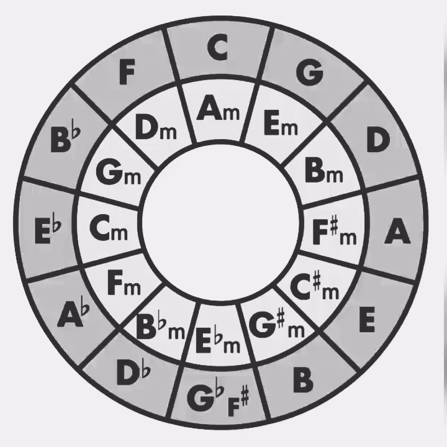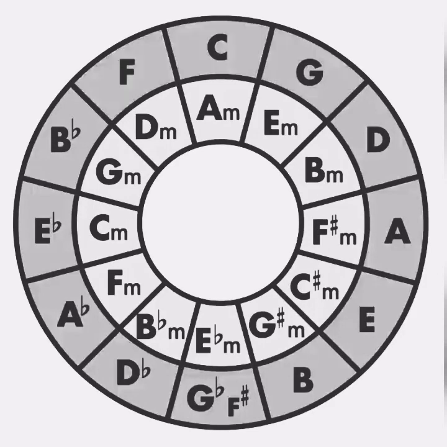For example, if we were to look in the key of C, we're going to start right at the top just because it's easiest to see. You start with a C. If you look one space to the left, that's your 4 chord. And if you look one space to the right, that's your 5 chord. So very quickly I can determine my 1, my 4, and my 5 chord just by looking at the circle.